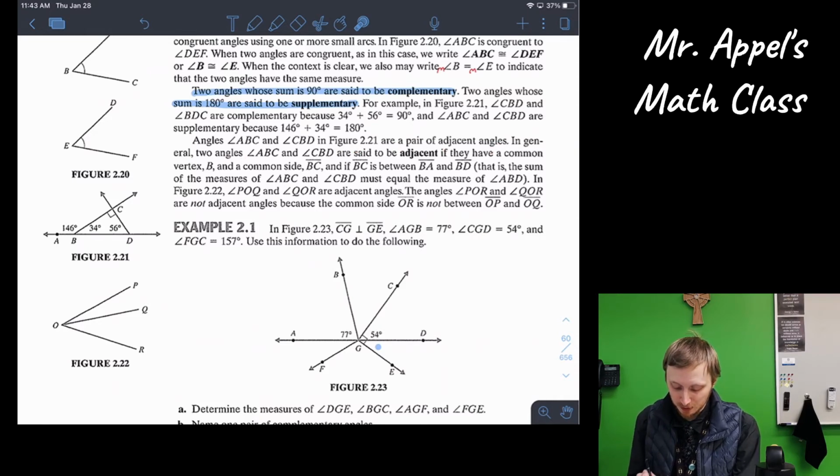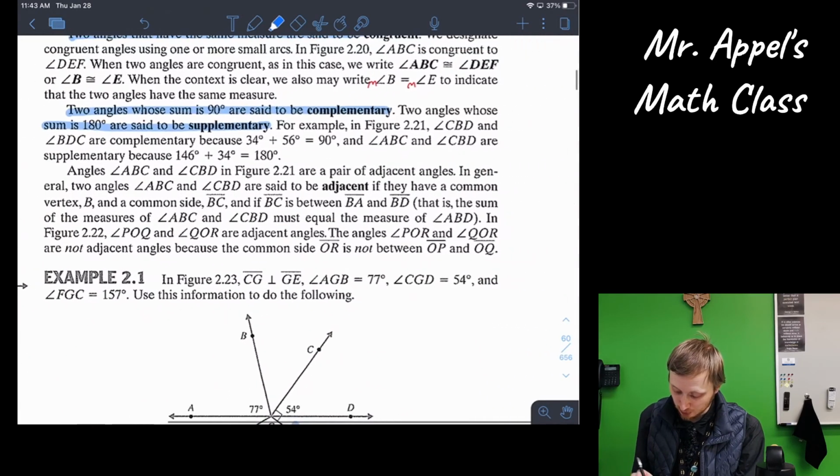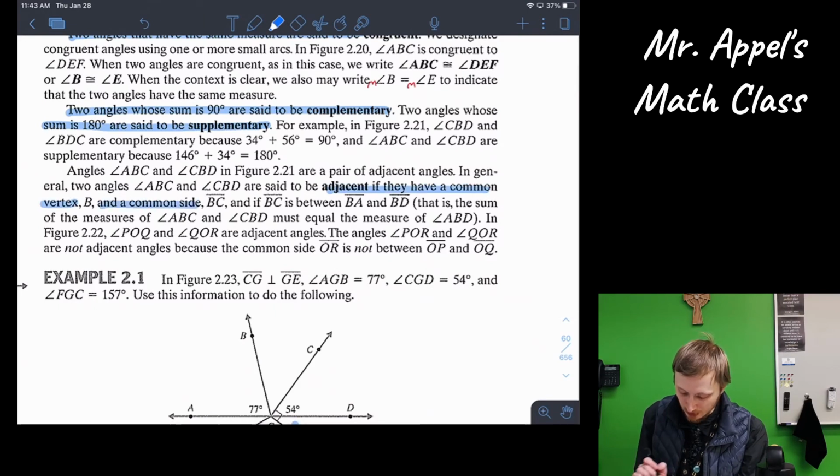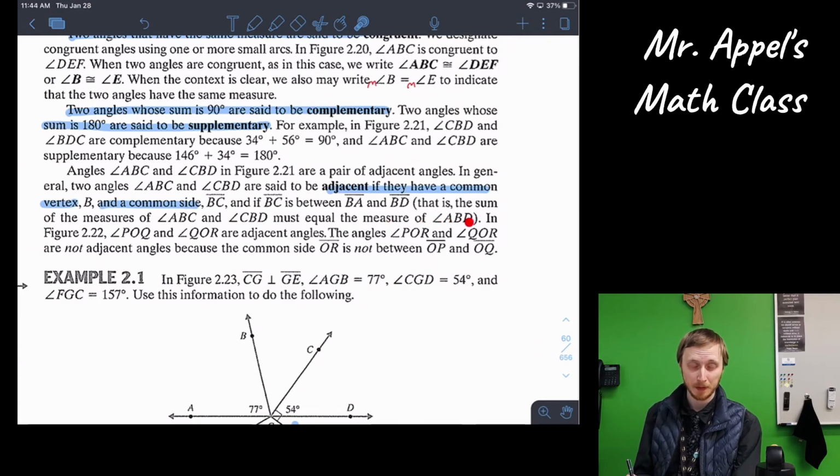In general, two angles, angle ABC and angle CBD, are said to be adjacent if they have a common vertex, B, and a common side. In this case, BC, and let's go ahead and highlight that. Adjacent if they have a common vertex and a common side. And if BC is between segment BA and BD, that is, the sum of the measures of angle ABC and CBD must equal the measure of angle ABD. Okay?